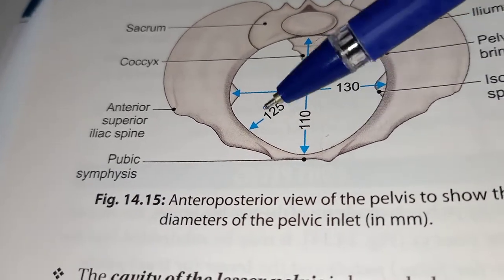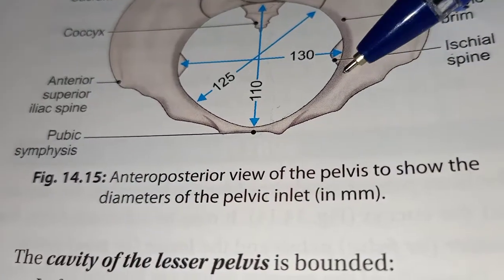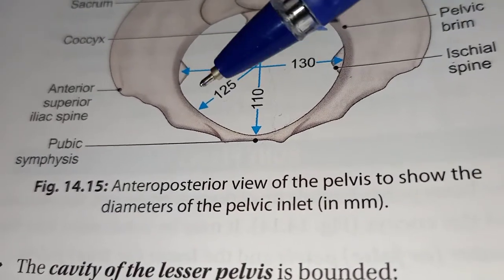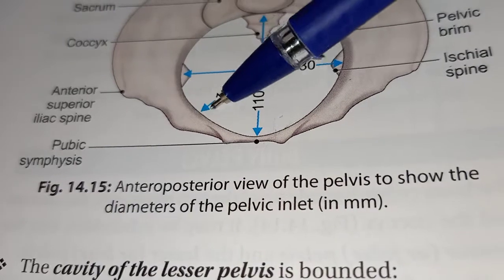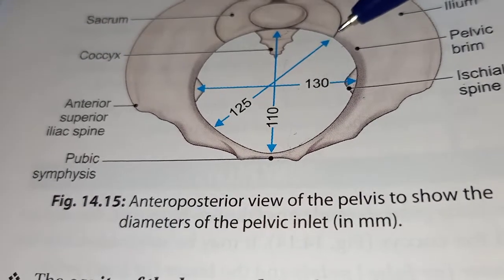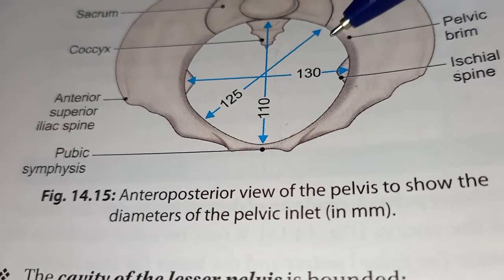Then the transverse diameter, it is across the widest part, that is the ischial spines. This is the transverse diameter, it is 130 mm. And the oblique diameter is from the iliopubic eminence towards the opposite SI joint. So this is 125 mm. So this is the oblique diameter.